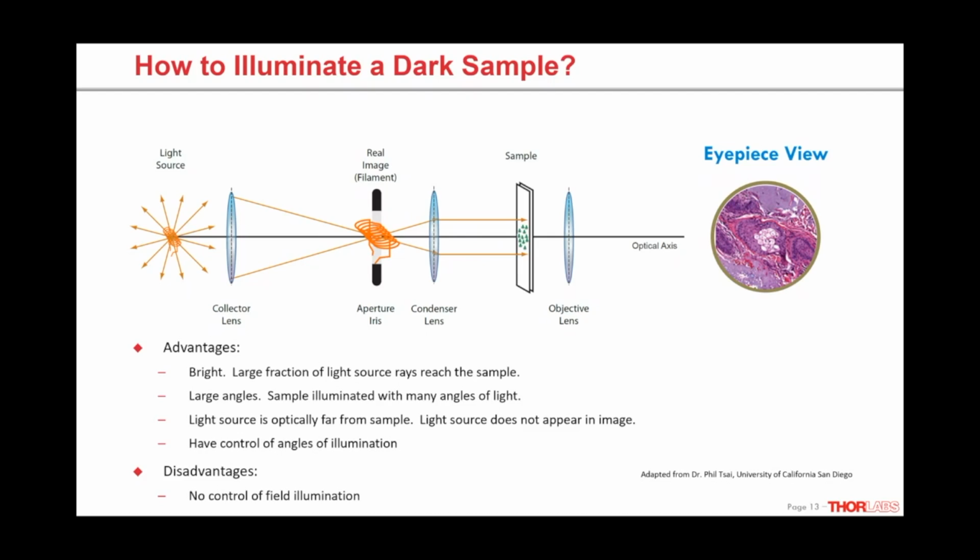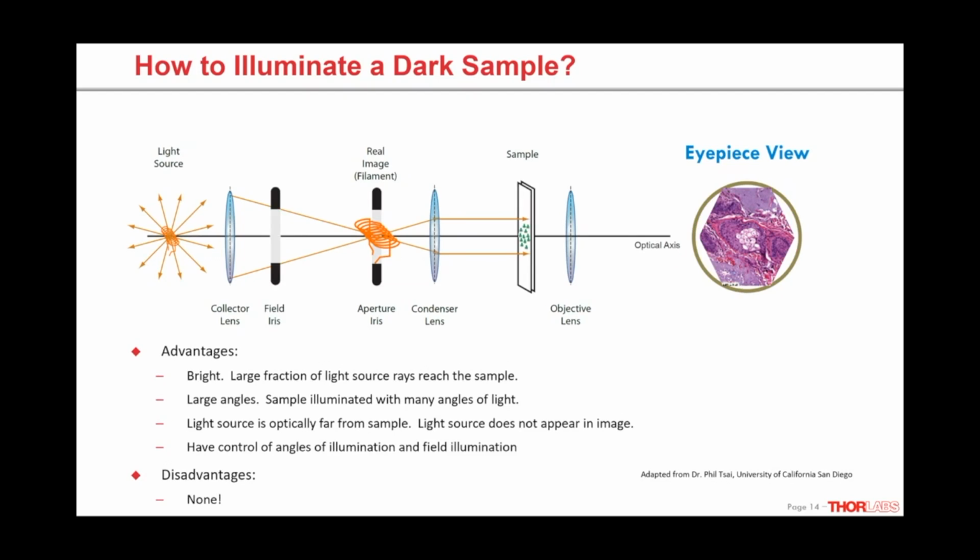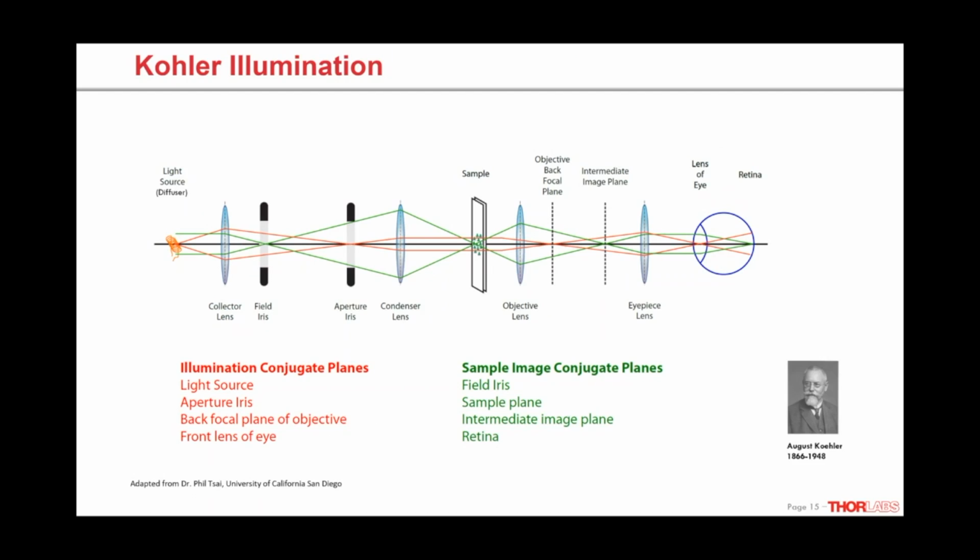Our only disadvantage here is we still don't have any control of field illumination, or the area of the sample that we're illuminating. For that, we need one more iris called the field iris. Adding an additional iris close to the collector lens allows us to control the area of the sample that we are illuminating. This has many advantages and few disadvantages, and is therefore an ideal setup for transmitted light imaging. This setup is called Kohler Illumination and is named after August Kohler, who invented it.